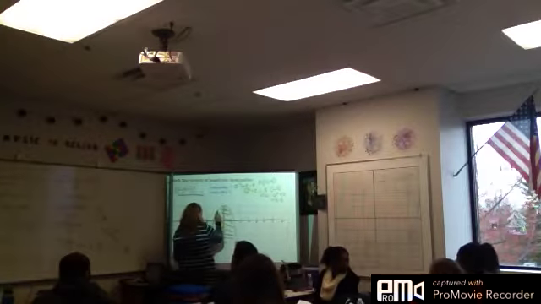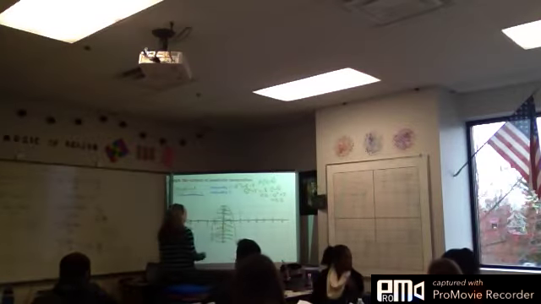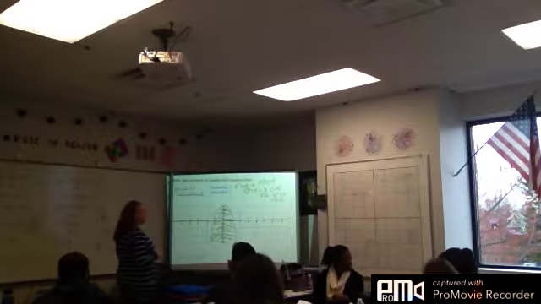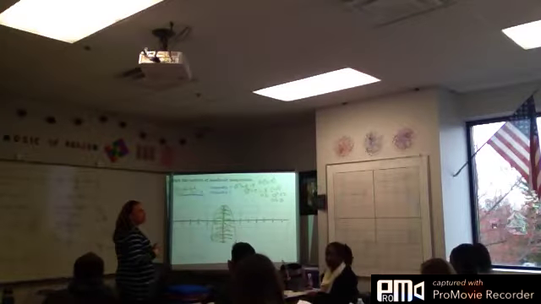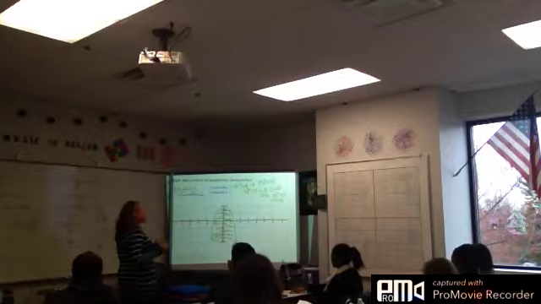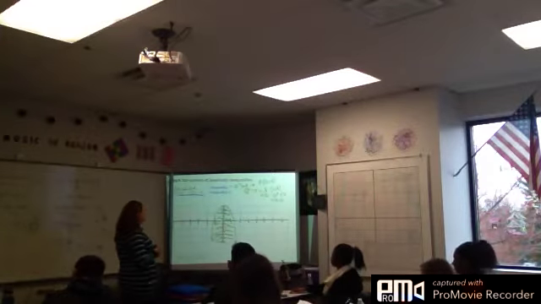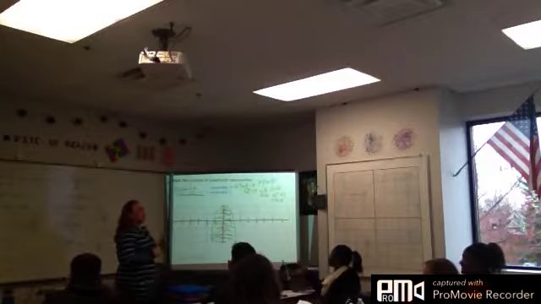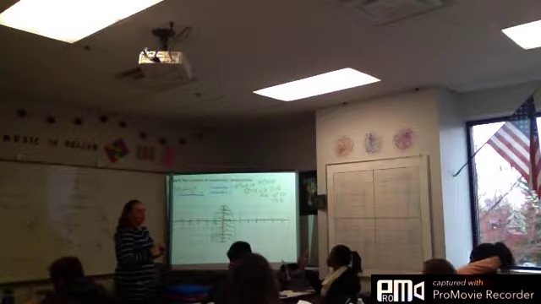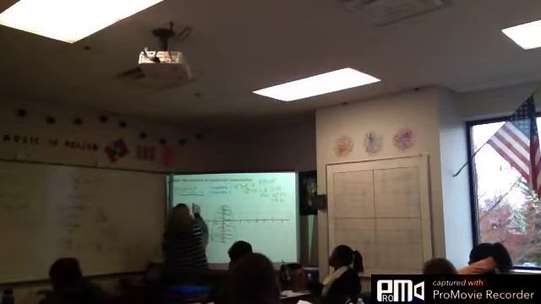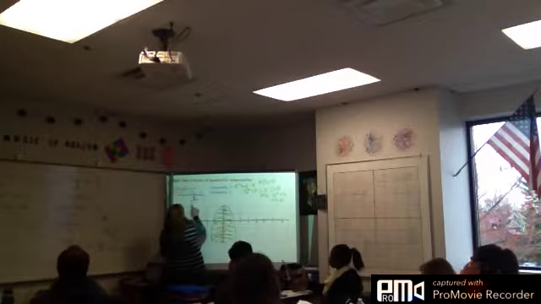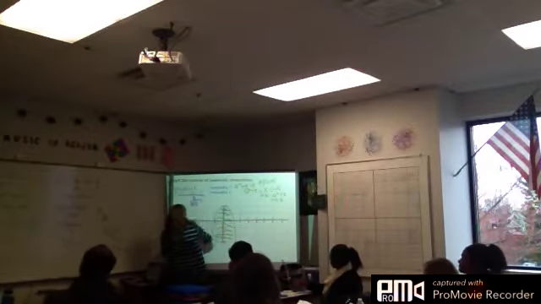Now, what's your vertex? 0, 4. No. Two, 3. What? How do I find my vertex? It's negative b over 2a, so 2 over 2, which gives me 1.